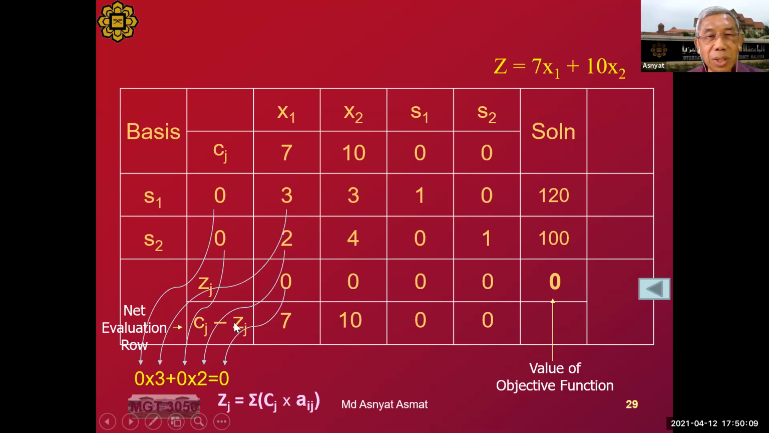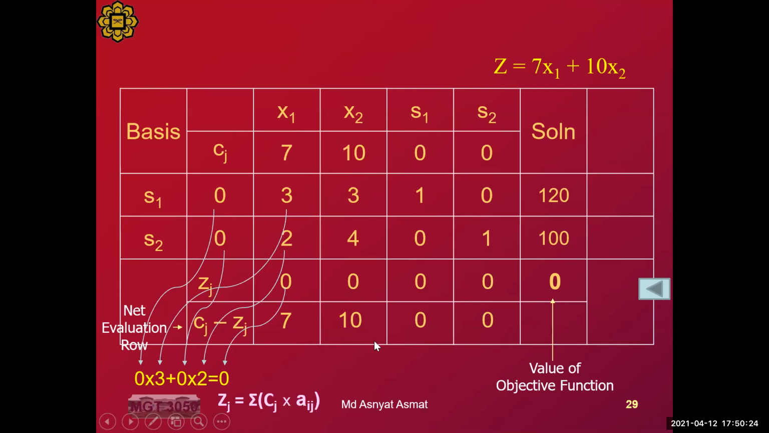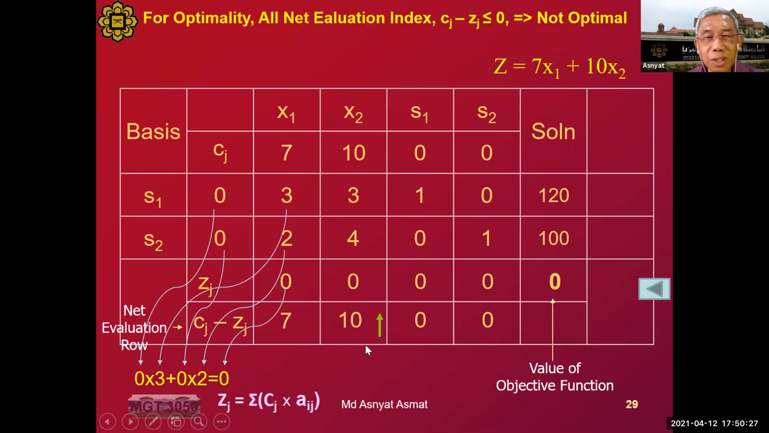So what we do is we look at the net evaluation index, or I call it the net evaluation row, or sometimes I will say Cj minus Zj. Choose the highest number. What's the highest number along this row? 10. Let's mark this 10. You can mark it or shade it, or highlight it, up to you. Let's mark it with this arrow. This column represents what we call the pivot column. So after we mark this, we get this column. We refer to it as the pivot column.